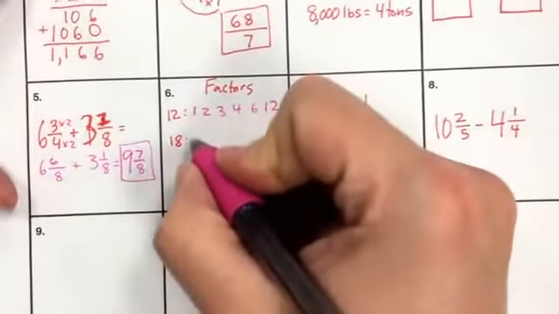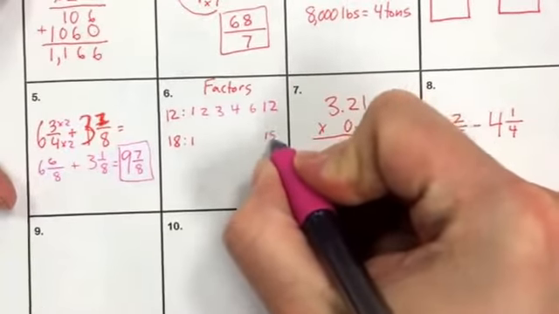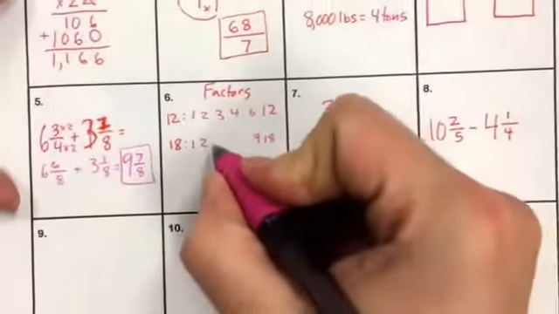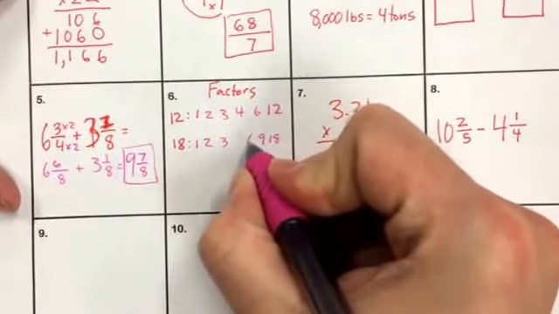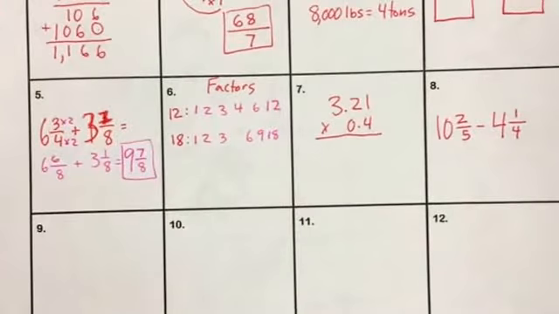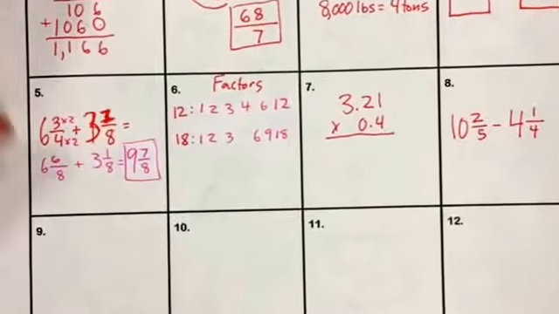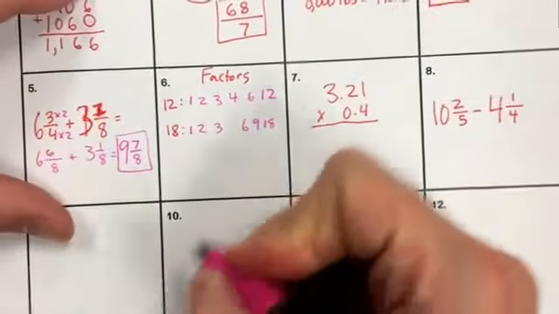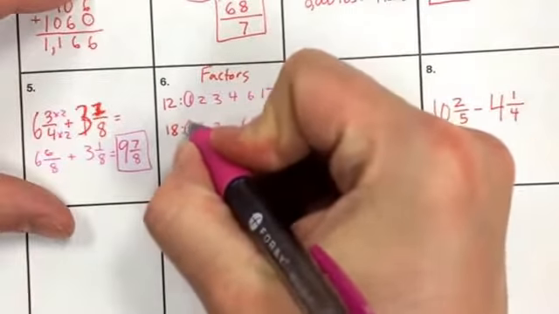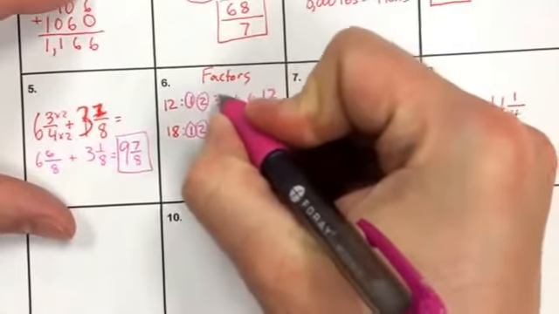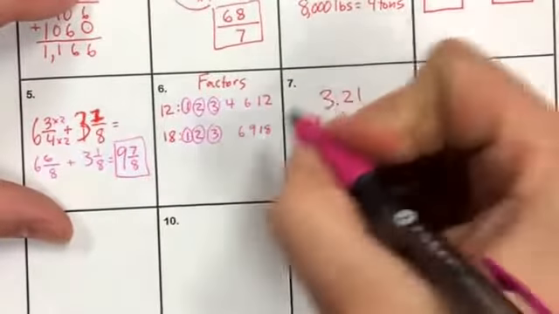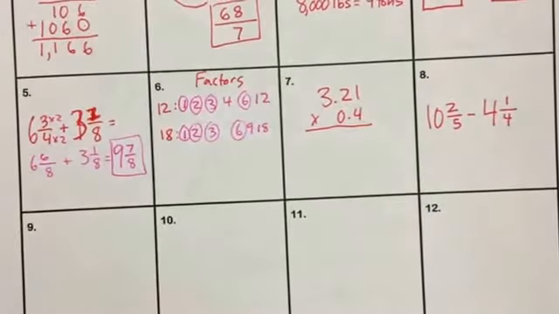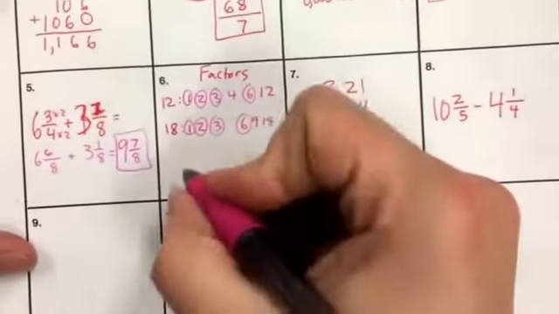For 18, I've got 1 and 18. I've got 2 and 9. I've got 3 and 6. 5 does not work. 4 does not work. So these are all my factors of 18. So the factors that they have in common, we've got 1 in common. We've got 2 in common. We've got 3 in common. We've got 6 in common. 1, 2, 3, and 6 are their common factors.